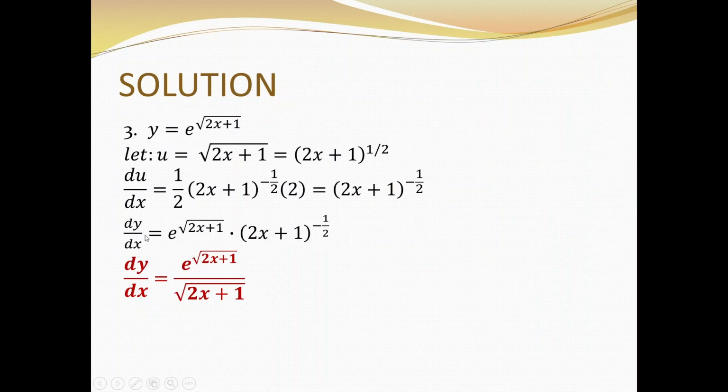Then, as for the derivative of the function y, this is now the derivative of y with respect to x, and this is equal to e to the u. So the exponent is the square root of 2x plus 1, to be multiplied by the derivative of u. Therefore, we can simplify it as the derivative of function y with respect to x is equal to e raised to square root of 2x plus 1, and then we can express this in the denominator to make it a positive exponent. So this is over square root of 2x plus 1.